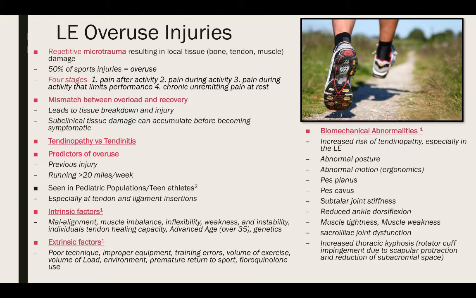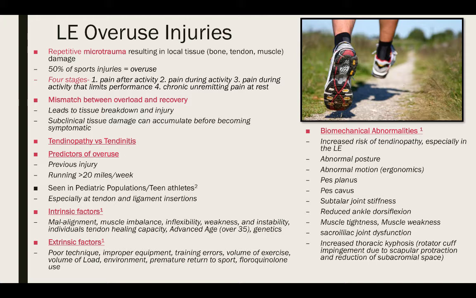And then there's extrinsic factors, so poor technique, poor running form, poor swimming form, improper equipment like shoes, training errors, too much, too soon. You go from running 5 miles one week to running 25 miles the next week. That's way too much of an increase in your activity. The volume of exercise, the load of exercise, the environment. Are you running on really hard surfaces, gym surfaces, carpeted surfaces, grass? Very different.